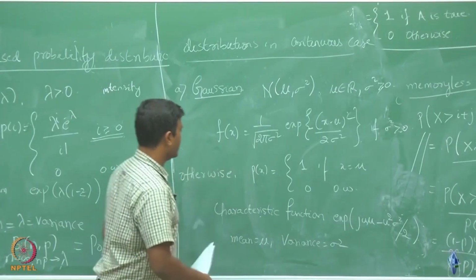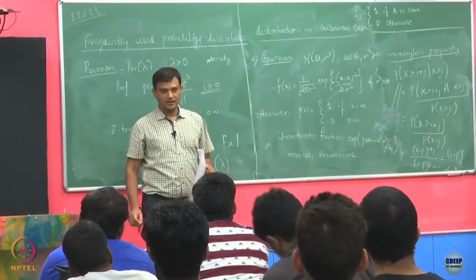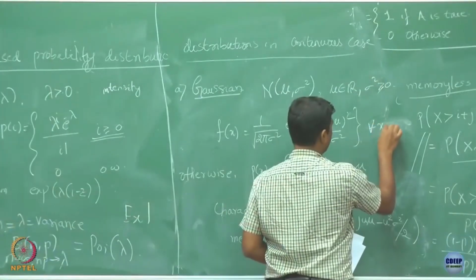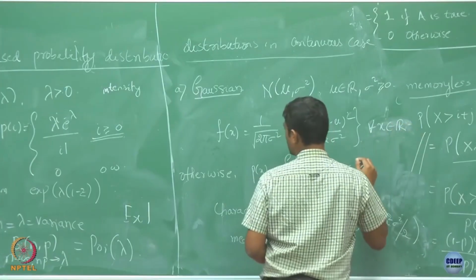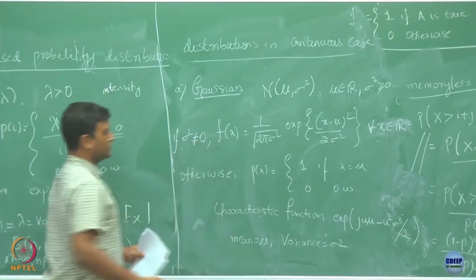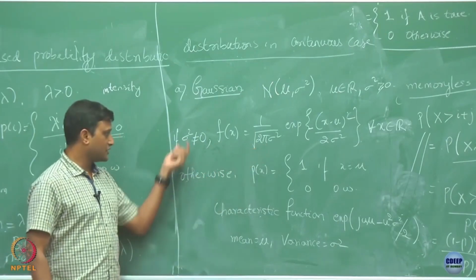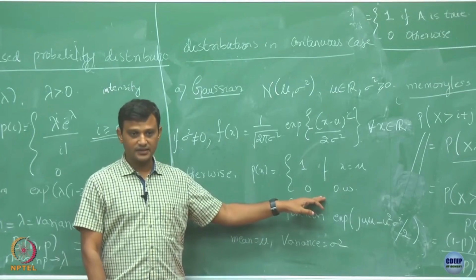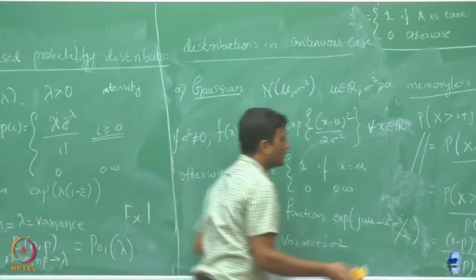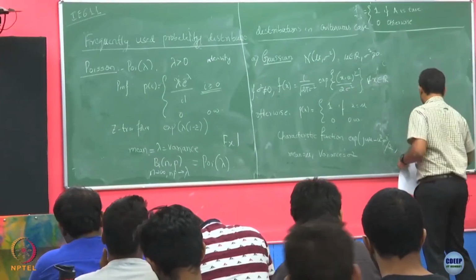Here, if you look into this, this is a PDF and this function is valid for all x belonging to R. Now, if sigma square is not equal to 0, then my CDF is going to be defined like this for all x. If sigma square is 0, then it has this format, and its characteristic function is given like this. Because this is one of the most popular distributions that is used, let's see.